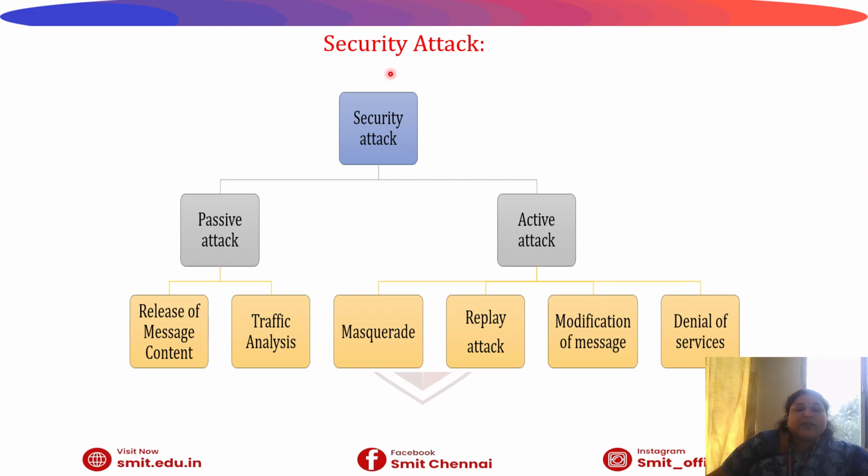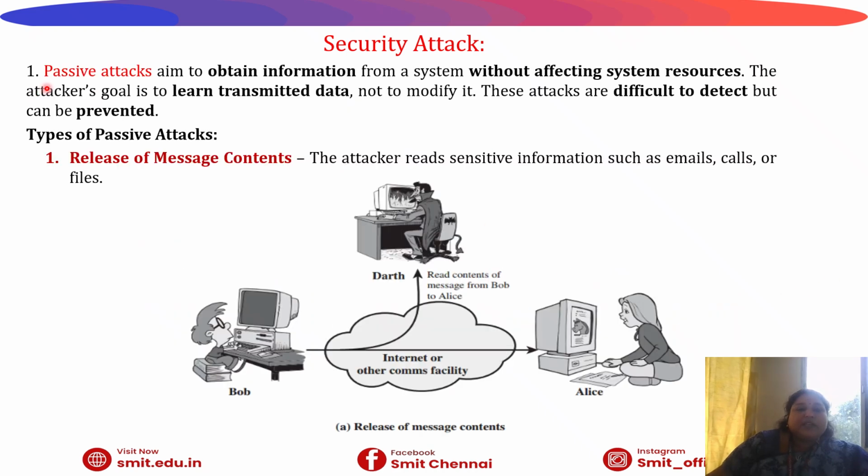In security attacks, we are going to face two main attacks: passive attack and active attack. Passive attack is where we just obtain information without altering the data and without affecting the resources. You are going to use the information, but you do not have any rights to alter the data. So this is called a passive attack. A type of passive attack is release of message, or eavesdropping. The attacker reads sensitive information such as emails, calls or files, but has no rights to alter any information. He can just use the data.